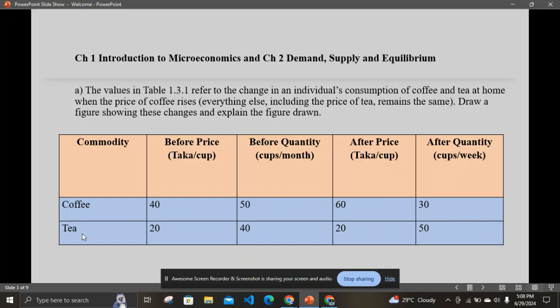So let's see the next example here, tea. Most interestingly, the price of tea remains the same, constant. In the first quarter, when the price of tea is 20 taka per cup, the consumption is 40 cups per month. But when the price remains the same, 20 taka per cup, the consumption is increased from 40 cups to 50 cups per month. So you can see the clear shift or increase in the consumption. So let's see the diagram here. Then we will understand the whole thing.